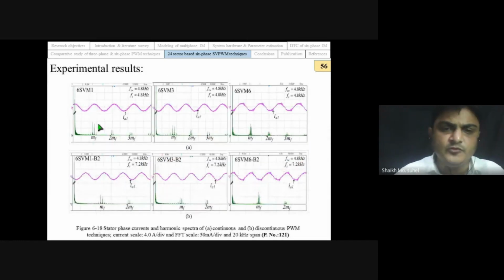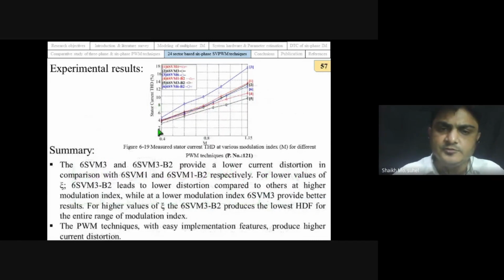If we observe the waveform very carefully, this also confirms that 6-phase SVM3B2 can produce the lowest stator current distortion among all the PWM techniques. One important thing is that 6-phase SVM6 and 6-phase SVM6B2 actually provide a higher stator current distortion, but they can be generated very easily. So if you observe this waveform, again this confirms that 6-phase SVM3B2 will provide the lowest stator current distortion among all the continuous as well as discontinuous PWM techniques.